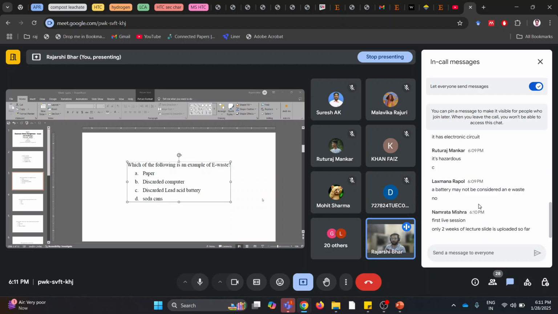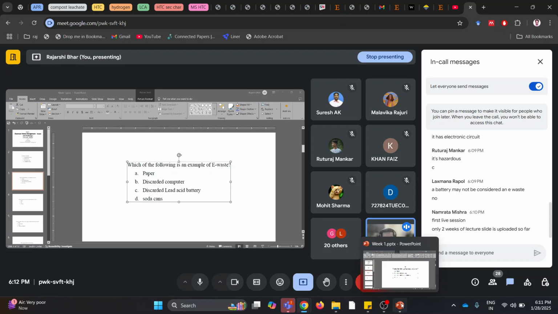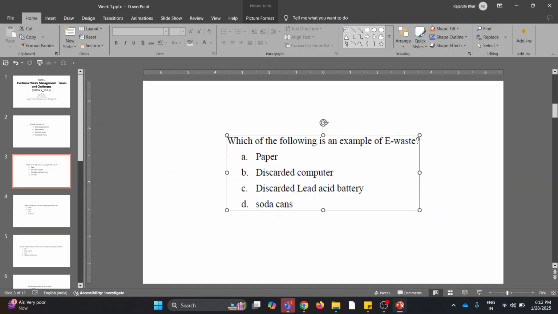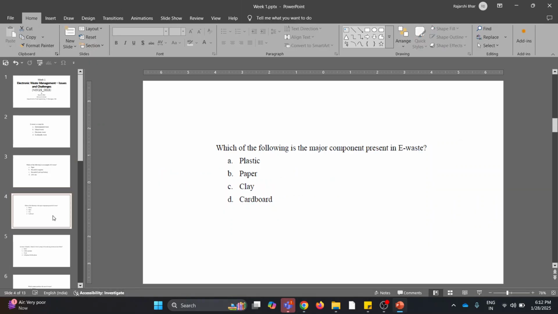Otherwise, there are a couple of other definitions as well that you must have already seen: any device connected to a power source that no longer satisfies the current owner for the purpose for which it was created, such as computers, televisions, cell phones, refrigerators, and ovens. So all of these are some of the commonly used example definitions of e-waste. Now moving on to the next question.